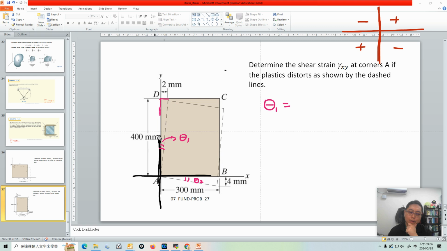Yeah, I forgot the name. Triangle, right triangle. I forgot the name for right triangle. Here is the right triangle.